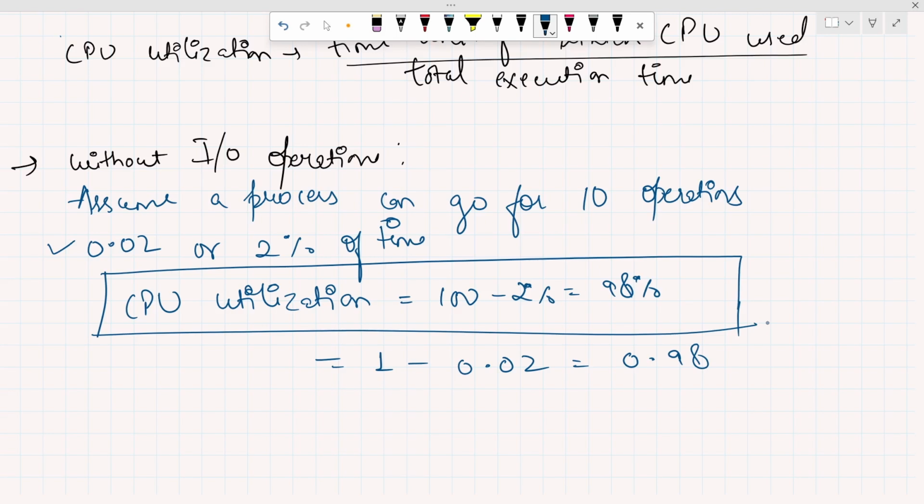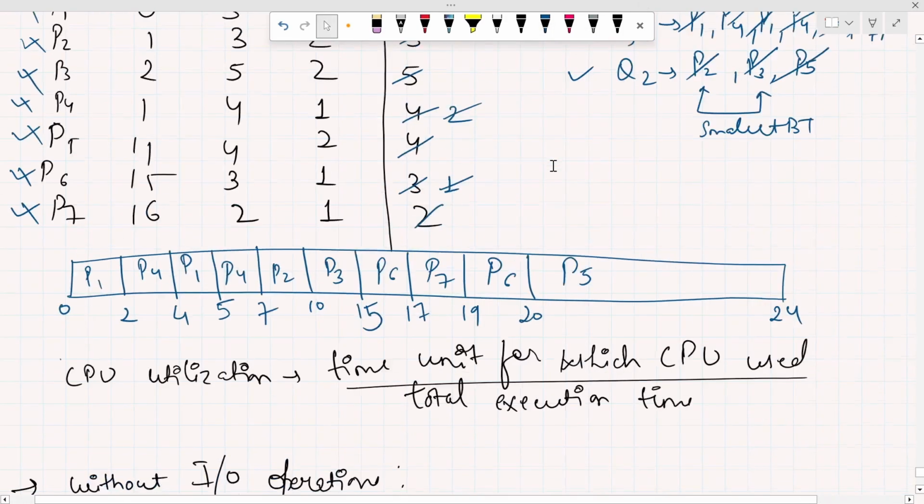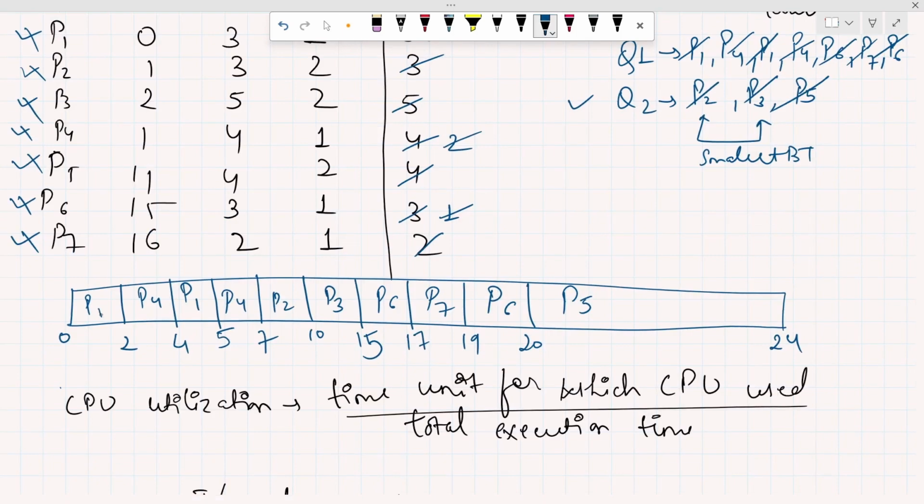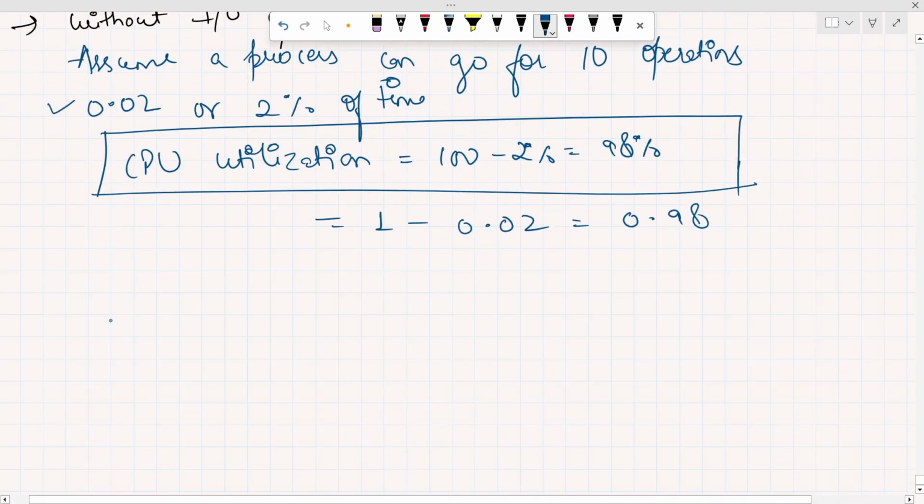Now what happens if we have so many processes? Because 0.02 unit of time is for one process. But in a queue, here you can see that we have so many processes. We have 7 processes. So there is no one process. And if we have so many processes, then how can we find the CPU utilization? So let's say you have 2 processes. Let's assume you have 2 processes, and each having basically 0.02 unit of time.